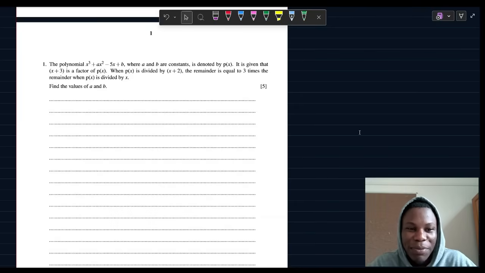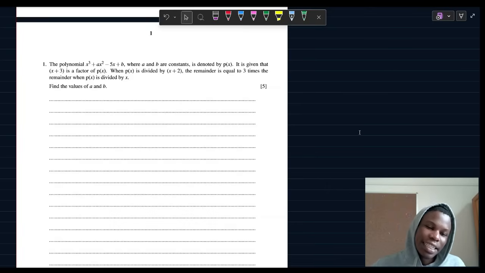Number 1. The polynomial x cubed plus ax squared minus 5x plus b, where a and b are constants, is denoted by p of x. It is given that x plus 3 is a factor of p of x. When p of x is divided by x plus 2, the remainder is equal to 3 times the remainder when p of x is divided by x. Find the values of a and b. So the ideas at play here are going to be your factor and remainder theorem.